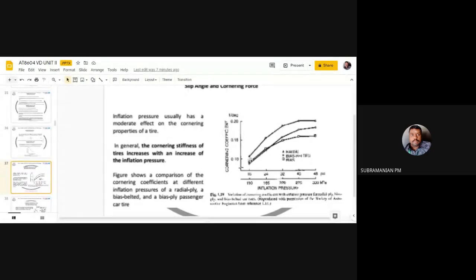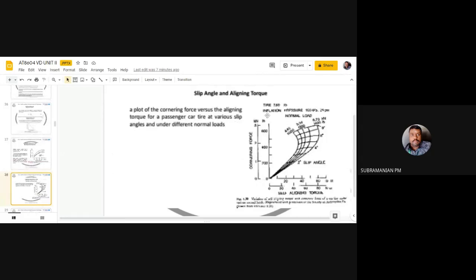It will be less, and the cornering stiffness will increase with increase of inflation pressure. This curve shows three different tires, and this curve is a combined curve, like a lattice plot. That is, you have cornering force, self-aligning torque, and slip angle.